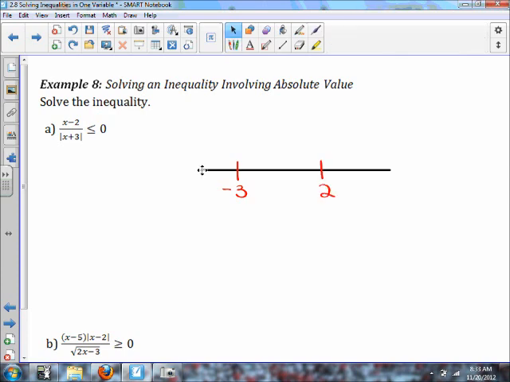Remember, if you put -3 in the denominator, what are you going to get? You're going to get 0, so that's not a good thing. Okay, because you don't want 0, but that's still why it's a critical point. However, it will be undefined at -3. It will be 0 at +2.